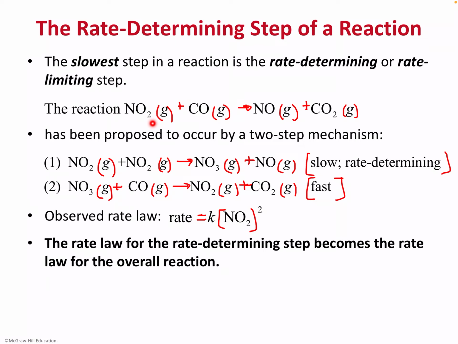In this reaction, NO2 with carbon monoxide giving you NO and carbon dioxide has been proposed to occur by a two-step mechanism. In the first step, two NO2 molecules give you NO3 and NO, and this was found to be the slow reaction and also going to be the rate determining step. And the second reaction is fast. So the observed rate law is rate equals k times NO2 second order, which also aligns with the slow mechanism or the slow reaction. So the rate law for the rate determining step becomes the rate law for the overall reaction. Okay.